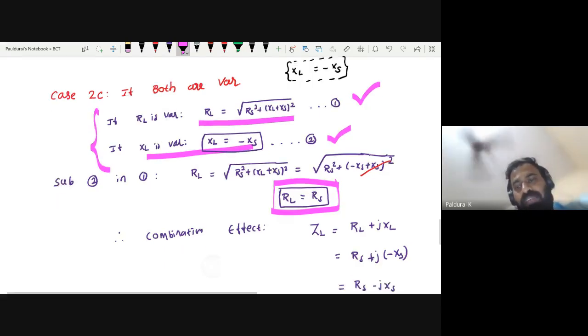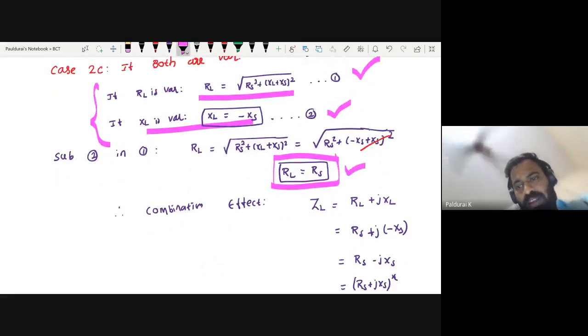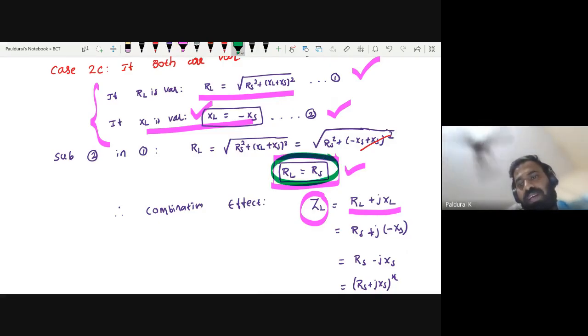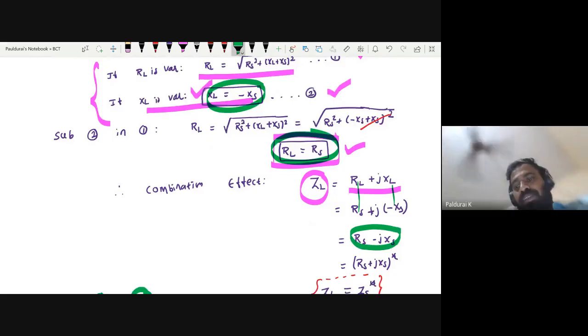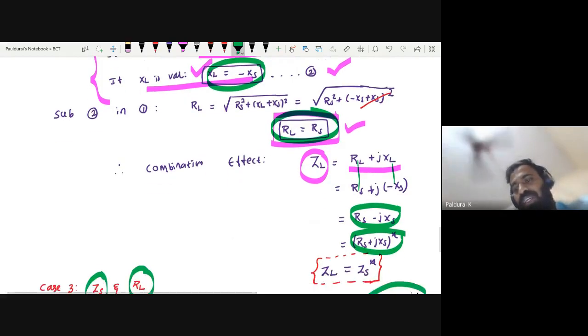Now this combination effect, okay. I know RL, I know XL. I want to find what is ZL, that is RL plus jXL, where RL equal to RS. I am using green color. RL equal to RS, XL equal to minus XS. So it will give RS minus jXS. What is RS minus jXS? Conjugate of RS plus jXS. What is RS plus jXS? That is my ZS. So this can be written ZS conjugate. So this is the conclusion.